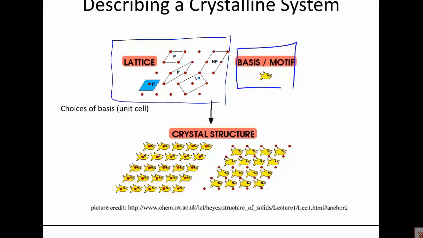So a crystal structure is composed of a lattice, which is a set of points, and then a basis or a motif, something we repeat at each lattice point.